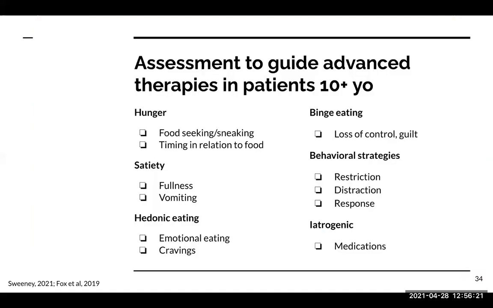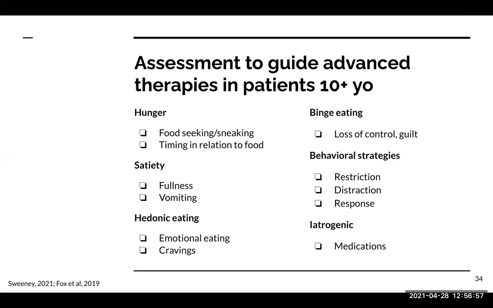When you're doing an assessment to guide some more advanced therapies, and of note, the Endocrine Society says medications are probably only for kids who are 10 years old or older, you get more into the specifics of their eating behaviors. Are they hungry all the time? Are they seeking food or sneaking food? Getting an idea of when that hunger happens. Is it right after they're eating, they're hungry again? Is it right before? Are they hungry throughout the day?